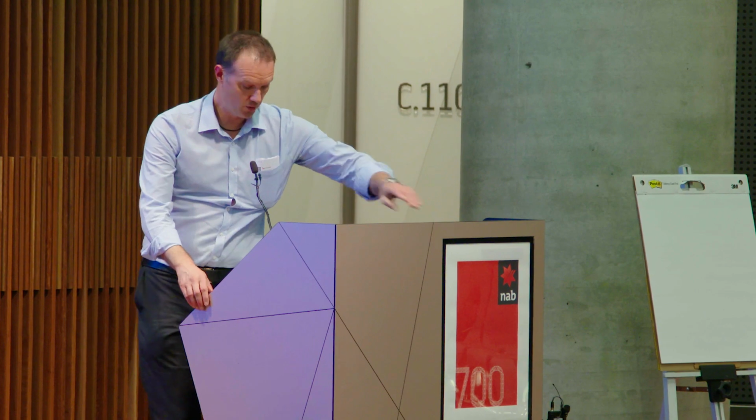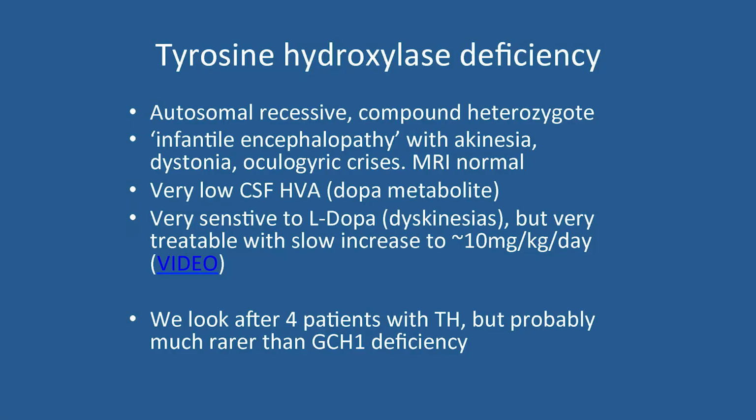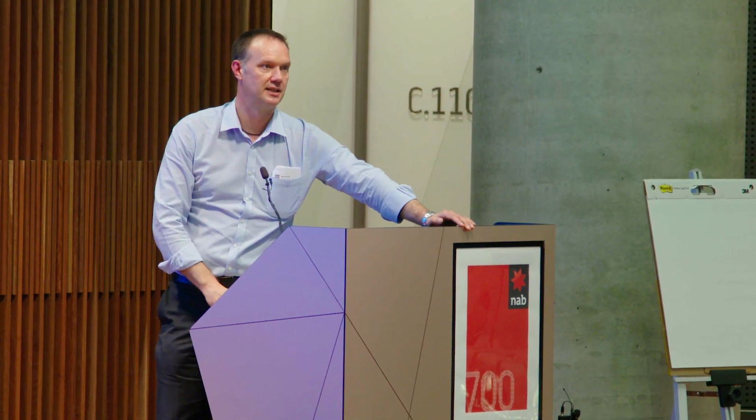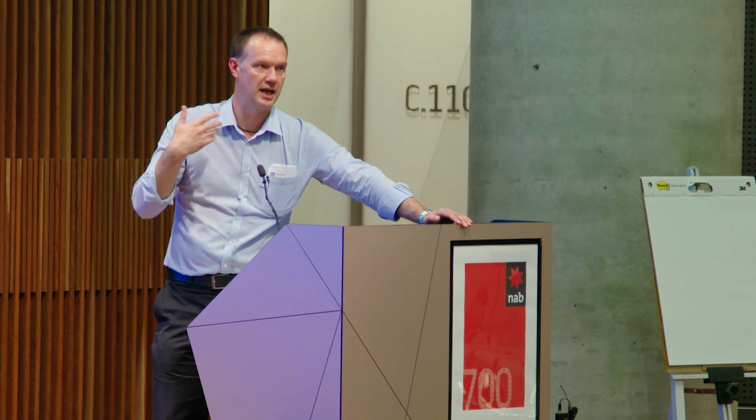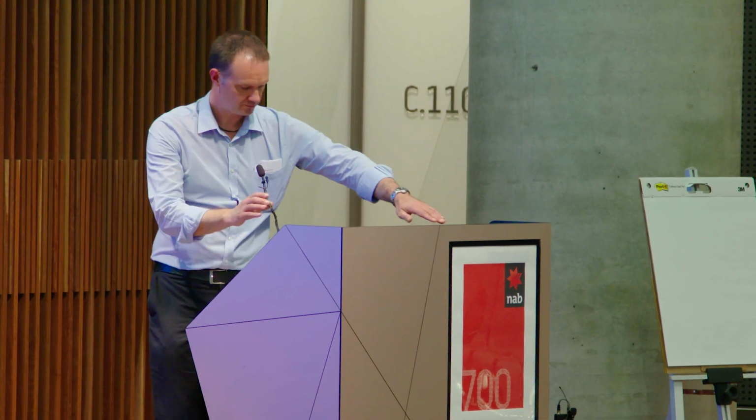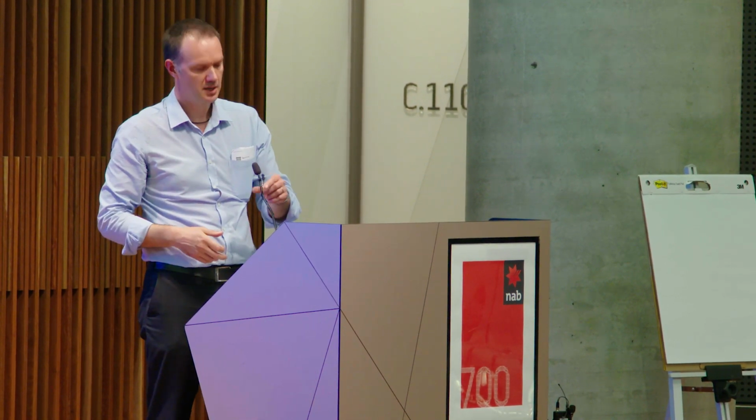We look after 4 patients with tyrosine hydroxylase deficiency, but there was a large report in the international literature of 40 children, so this is really super rare. So I wouldn't agonize too much about missing it, but I suppose it's about looking out for those atypical features like those oculogyric crises. So here, this is a case that sort of plays into David's talk.